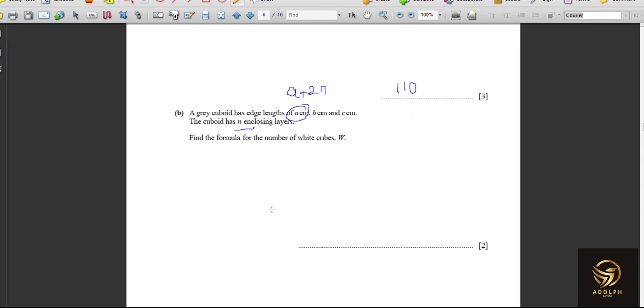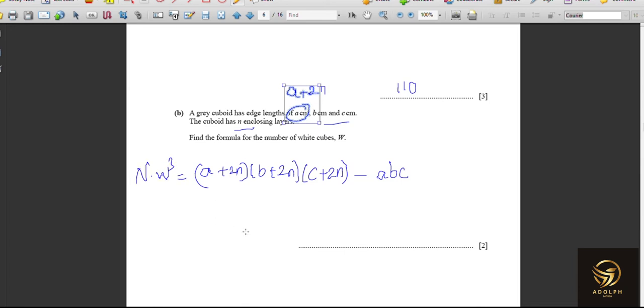So I guess now you have cracked it. Yeah. So the lengths are a plus 2n, b plus 2n, c plus 2n. So the volume is a plus 2n into b plus 2n into c plus 2n. Why this 2? Because right and left sides only will make the changes in the length as well as breadth and then height. Then we will be subtracting a, b, c, because that is the volume of the gray cuboid. If you subtract, then that's going to be the number of white cubes. So the number of white cubes is equal to this, this is the answer.